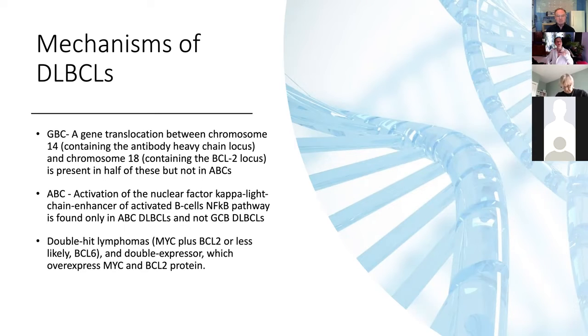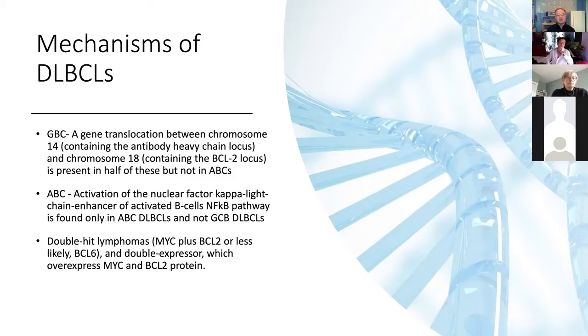So mechanisms when a lymphoma transforms, when a low grade transforms into a high grade, the diffuse large B-cell lymphomas. If you recall, we talked about the GCB and the ABC and the double hit. This is just a slide that talks about these in a little more detail.